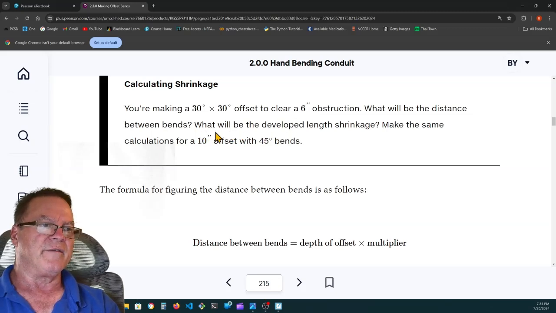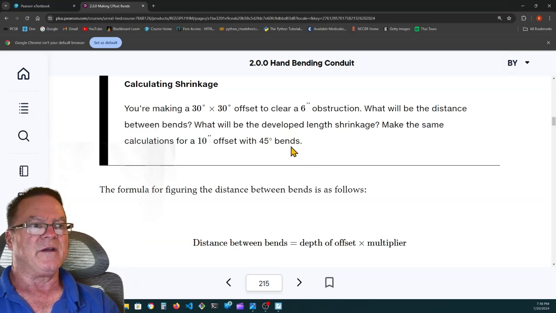Oh, they're doing 45 degrees. What will be the developed length, shrinkage? Make the same calculations for a 10-inch offset with 45-degree bends.